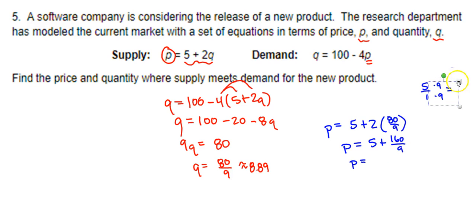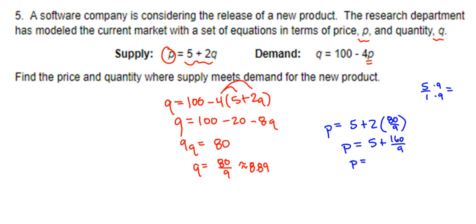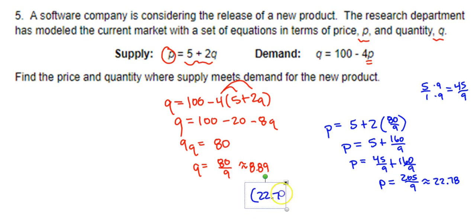So that's 45 over 9. So 45 over 9 plus 160 over 9. I get an exact answer for P, which is 205 over 9. And once you have that exact answer, now we can go ahead and round. So 205 over 9, using the exact answer for Q, is going to give me about 22.78. So my solution to this is 22.78, comma 8.89.